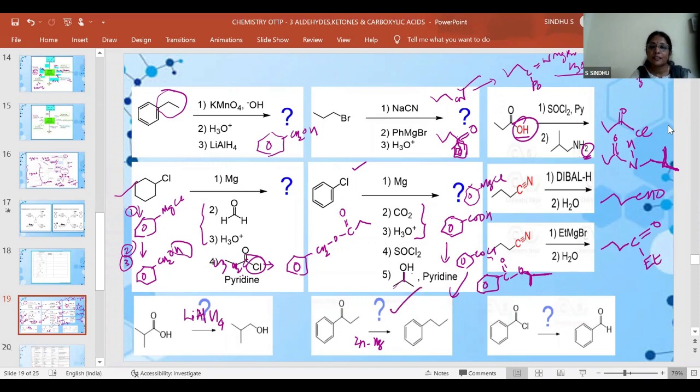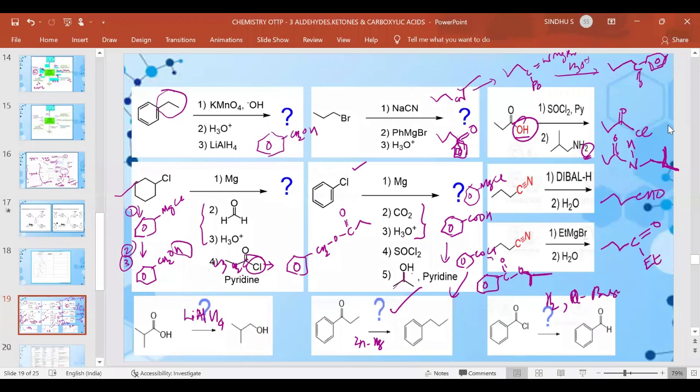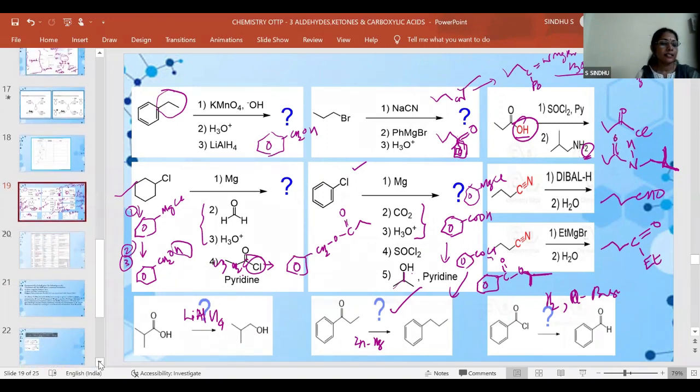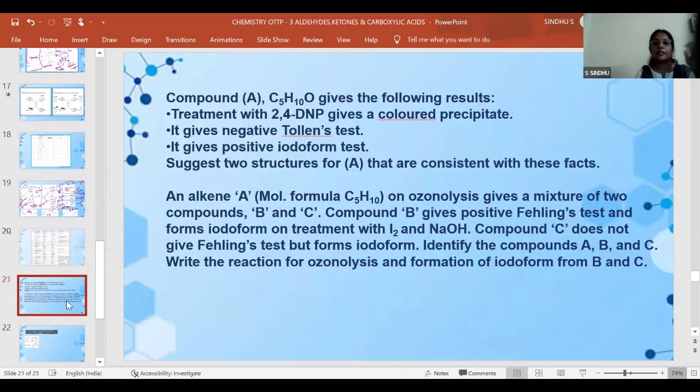And this is now our acid chloride to aldehyde: the Rosenmund reduction, with palladium and barium sulfate. So these are the things. I think aldehydes and ketones are basically coming into all these.